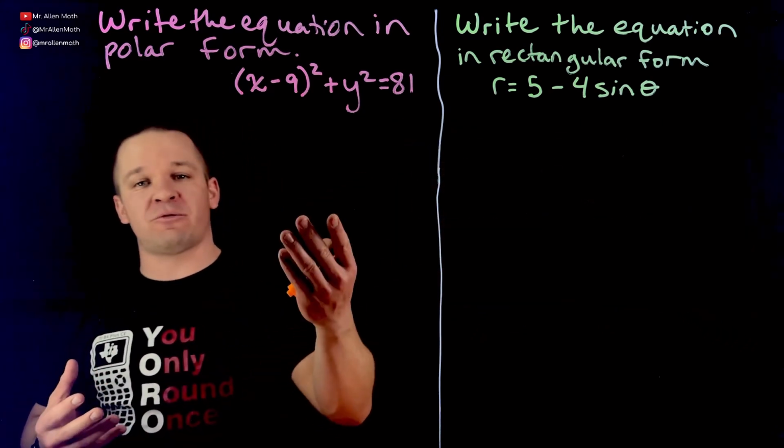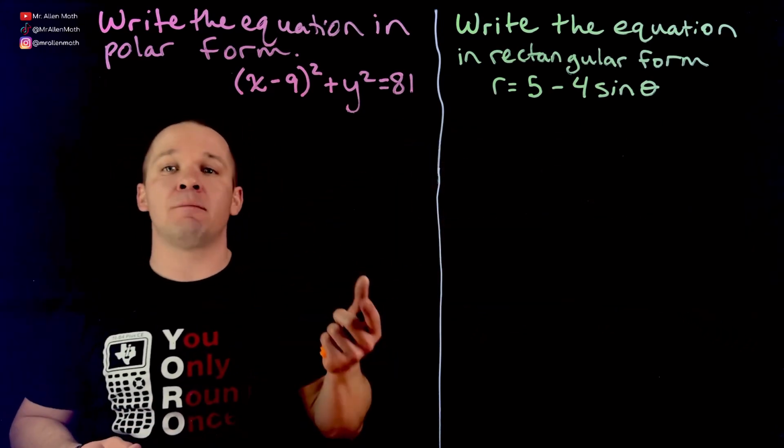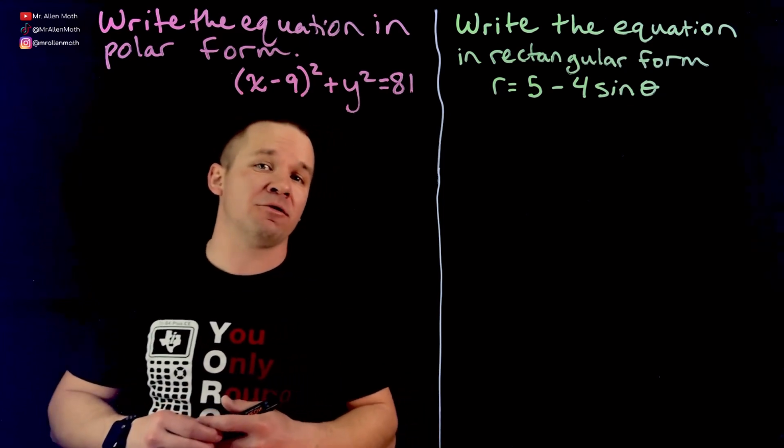Mr. Allen here, working with some polar and rectangular equations and converting between the two. So for this first one, I have to write the equation in polar form. It's given in rectangular form. That should look kind of familiar.